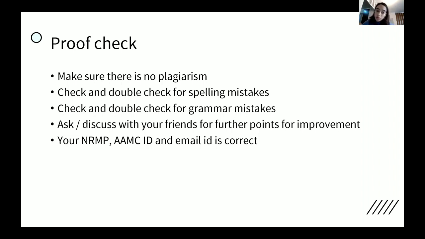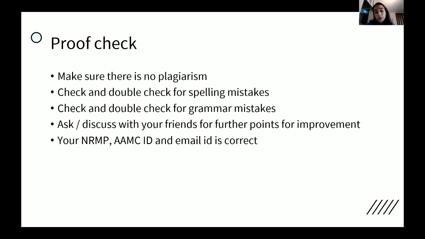So it's okay to discuss with people to check your application, but not your personal statement though. I know a lot of us study in groups, and we have friends who are doing the same thing. So it's always okay to talk to your friends about what they're putting in their application, if there's anything that you could improve on, and all of that.